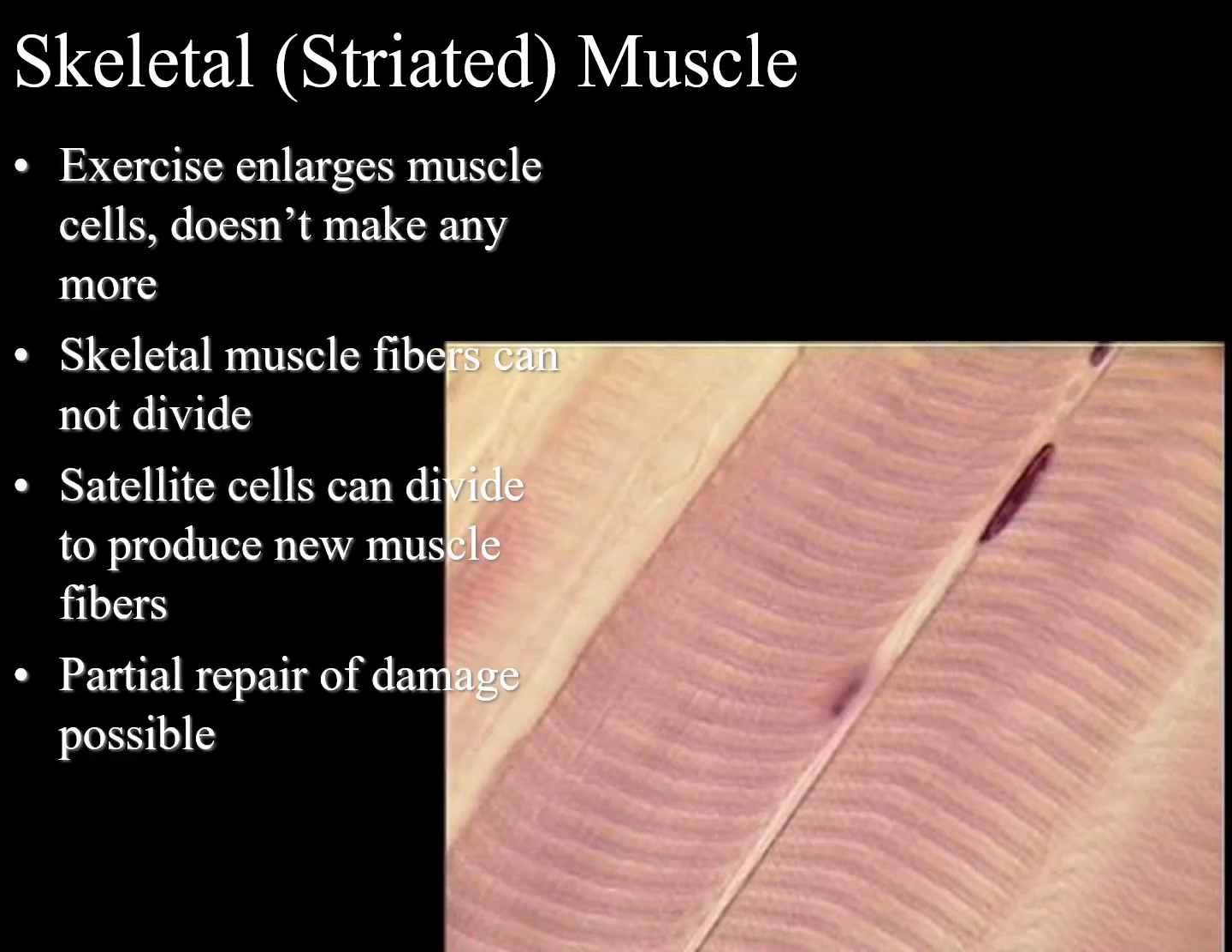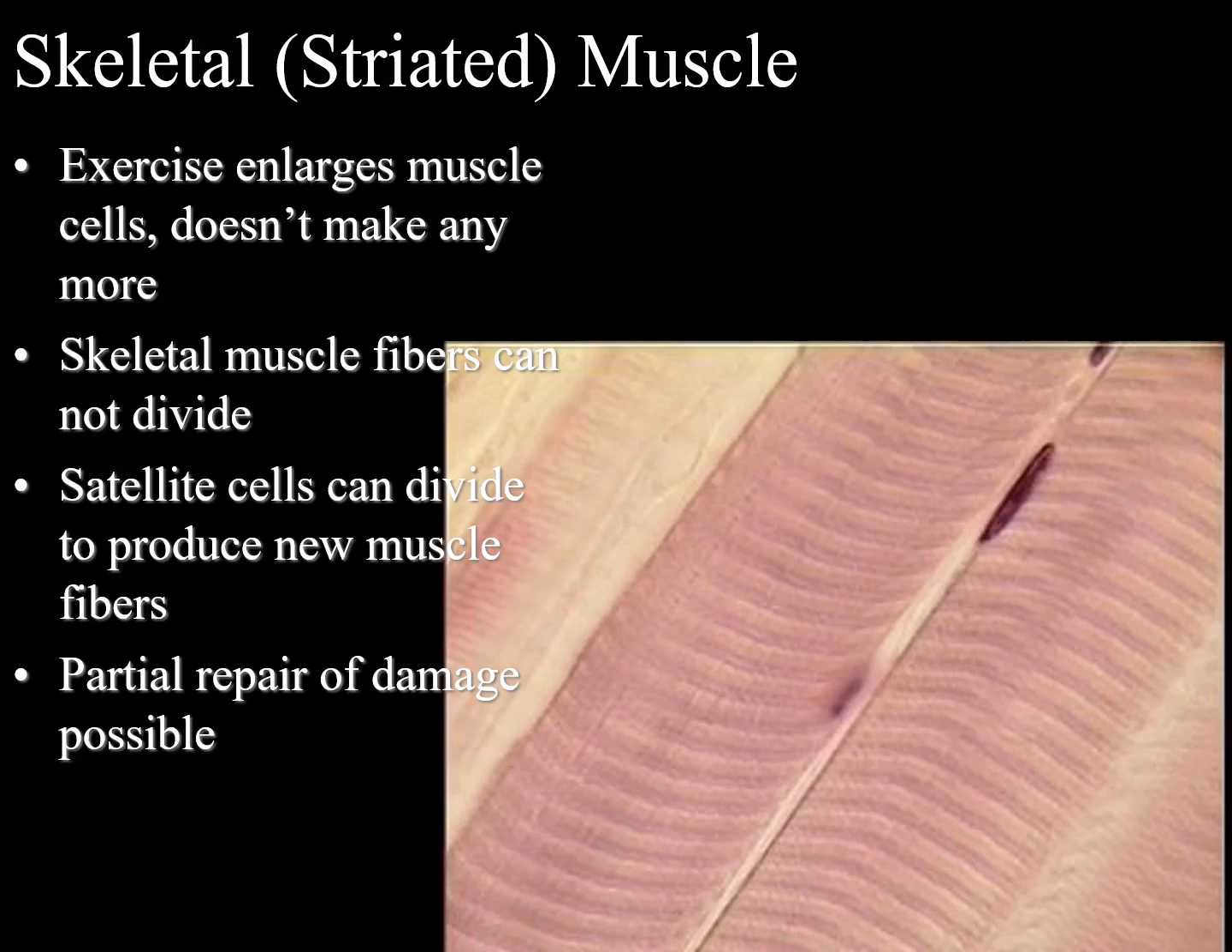When you exercise, your muscles get bigger. However, you do not make any more muscle cells. What happens is the individual cells get bigger in diameter, and that's why your muscles get bigger. Skeletal muscle cells cannot divide by themselves. There are some stem cells called satellite cells that are associated with muscle cells that can divide and differentiate to produce some new muscle cells.